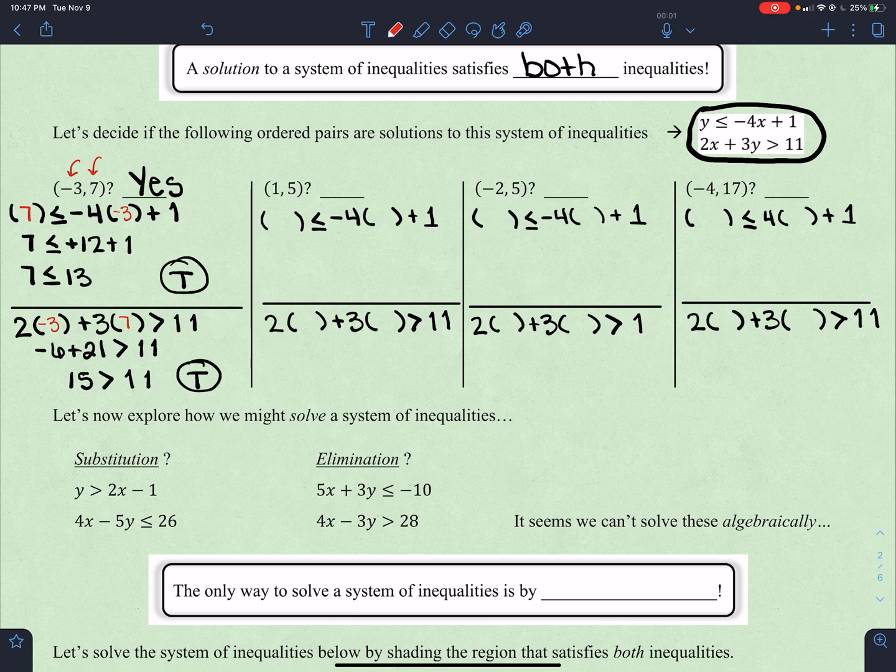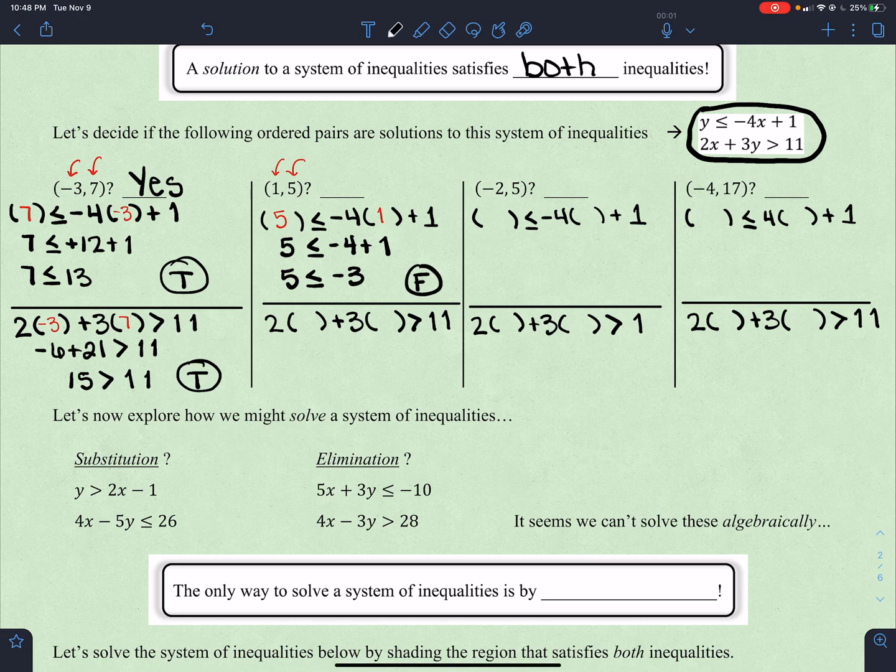All right, on this one, they want us to check if the ordered pair 1, 5 is a solution. 1 is the x value, 5 is the y value. So I've got 5 less than or equal to negative 4 times 1 plus 1. So is 5 less than or equal to negative 3? And let's see, negative 4 plus 1. 5 is not less than negative 3. It is actually greater than negative 3.